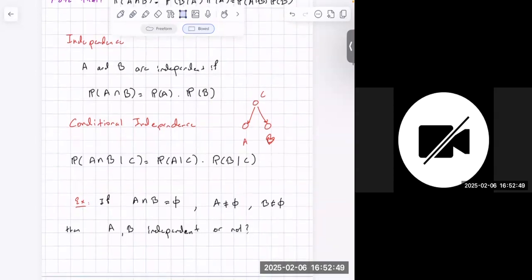Okay, now here's an example. You got two events, their intersection is empty, but they are not empty themselves. So their probability is not zero. Are they independent or not? Please think about it a minute or two using the definition right up there.